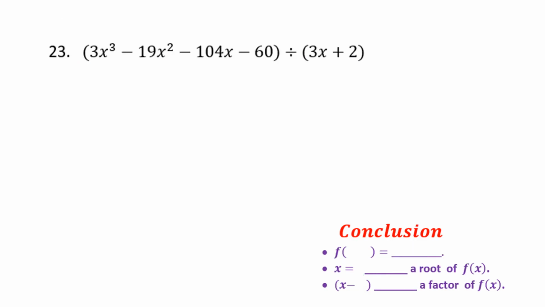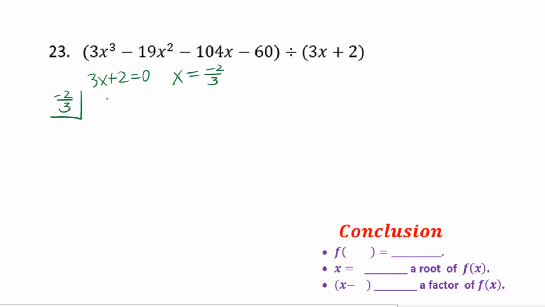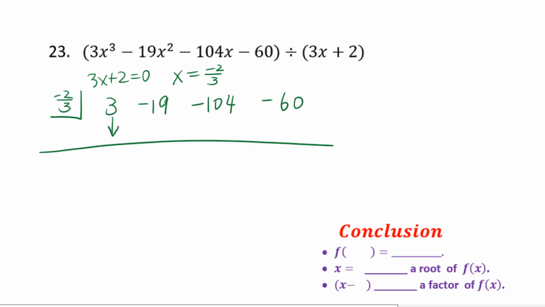Let's go to 23. Root in the corner. 3x plus 2 equals 0. X equals negative 2 over 3. No missing power. 3, negative 19, negative 104, negative 60. Drop down 3. 3 divided by 3 is 1.